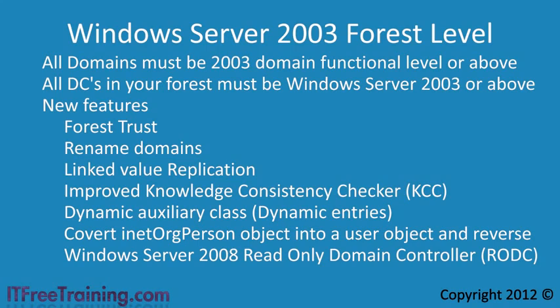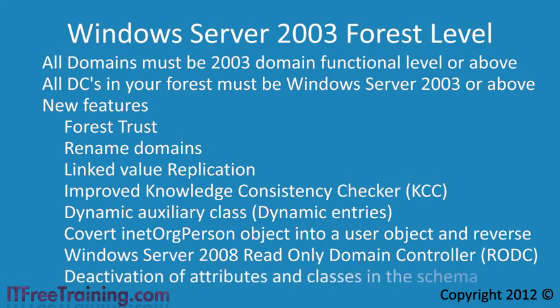The last feature of the Windows Server 2003 Forest Level is the ability to deactivate and redefine attributes and classes in the schema. Previously, when you created a new attribute or class in the schema, you were stuck with it. There is still no delete key for the Active Directory schema, but if you do make a mistake, you can deactivate it. You can also redefine objects, which allows you, in some cases, to make a mistake into something more useful. Even with this feature, you should be careful when making changes to the schema. That's a lot of features for the Windows Server 2003 Forest Level.